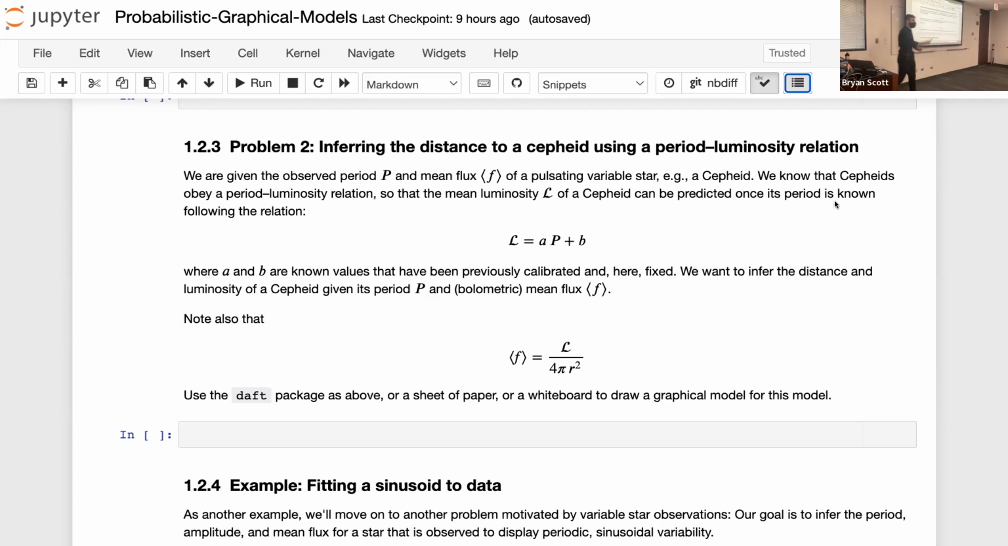Same idea. Yeah. So when you say where A and B are known values, that means can we attribute it to observed? These are fixed values. So these are just exactly fixed values. Yeah. So maybe some other survey did some calibration to determine the period luminosity relation, and now we're just treating those as fixed parameters from this other data.